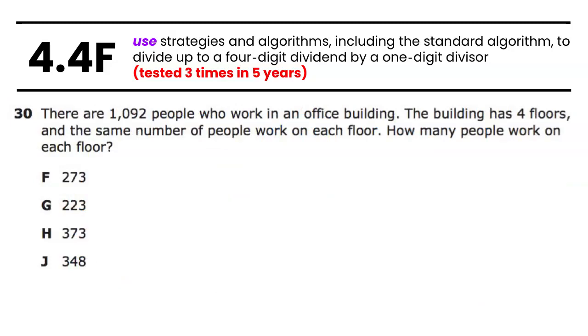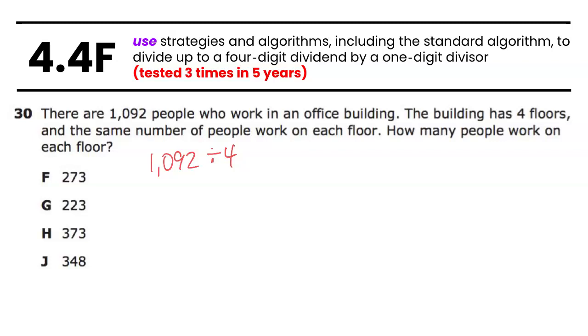Again, you're going to want to do this in a problem-solving setting so that students are having to think through and talk through what operation we are going to use in order to answer this question. We have 1,092 people who work in an office building. The building has 4 floors and the same number of people work on each floor. And so we are trying to distribute the 1,092 into 4 floors that have the same number of people on each floor. And so again, we will be dividing 1,092 by 4.